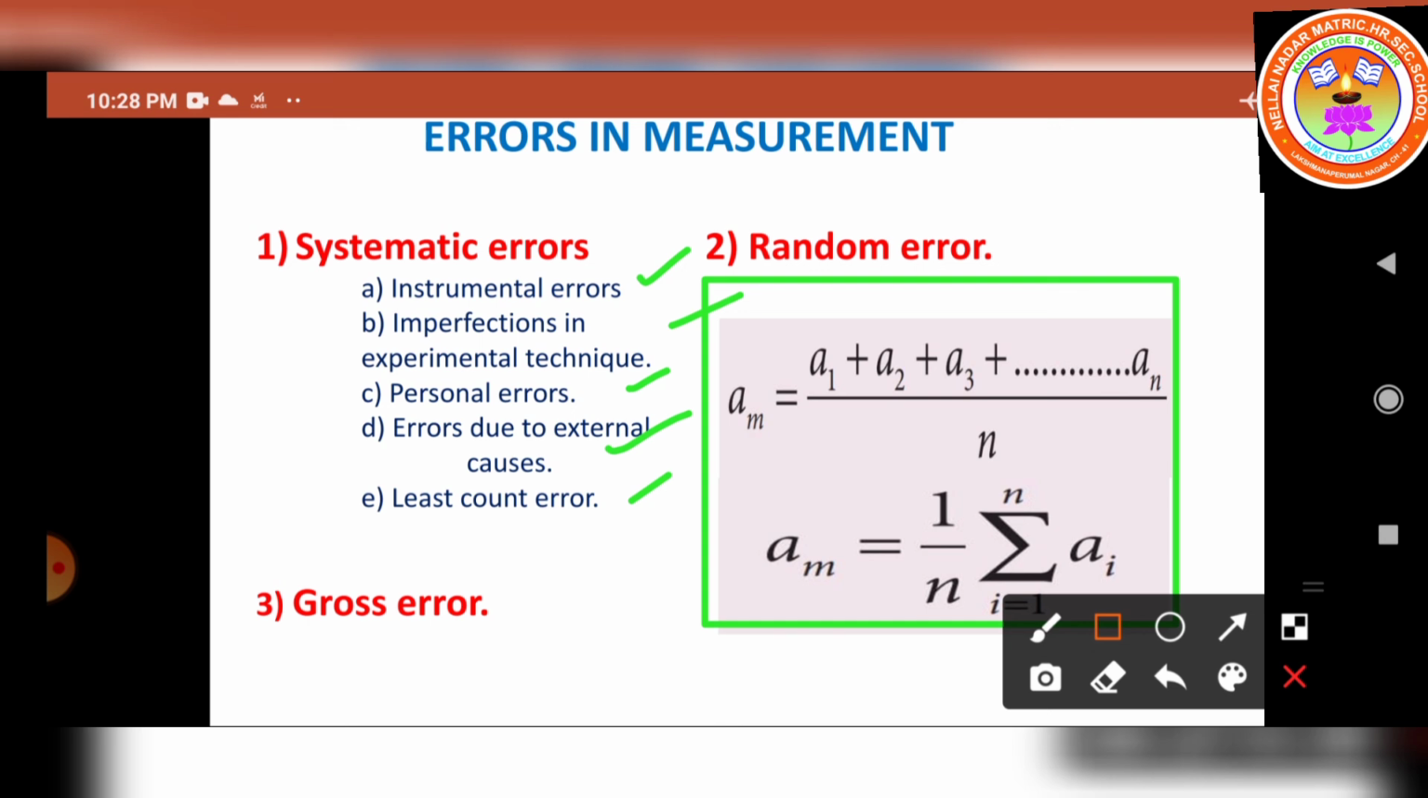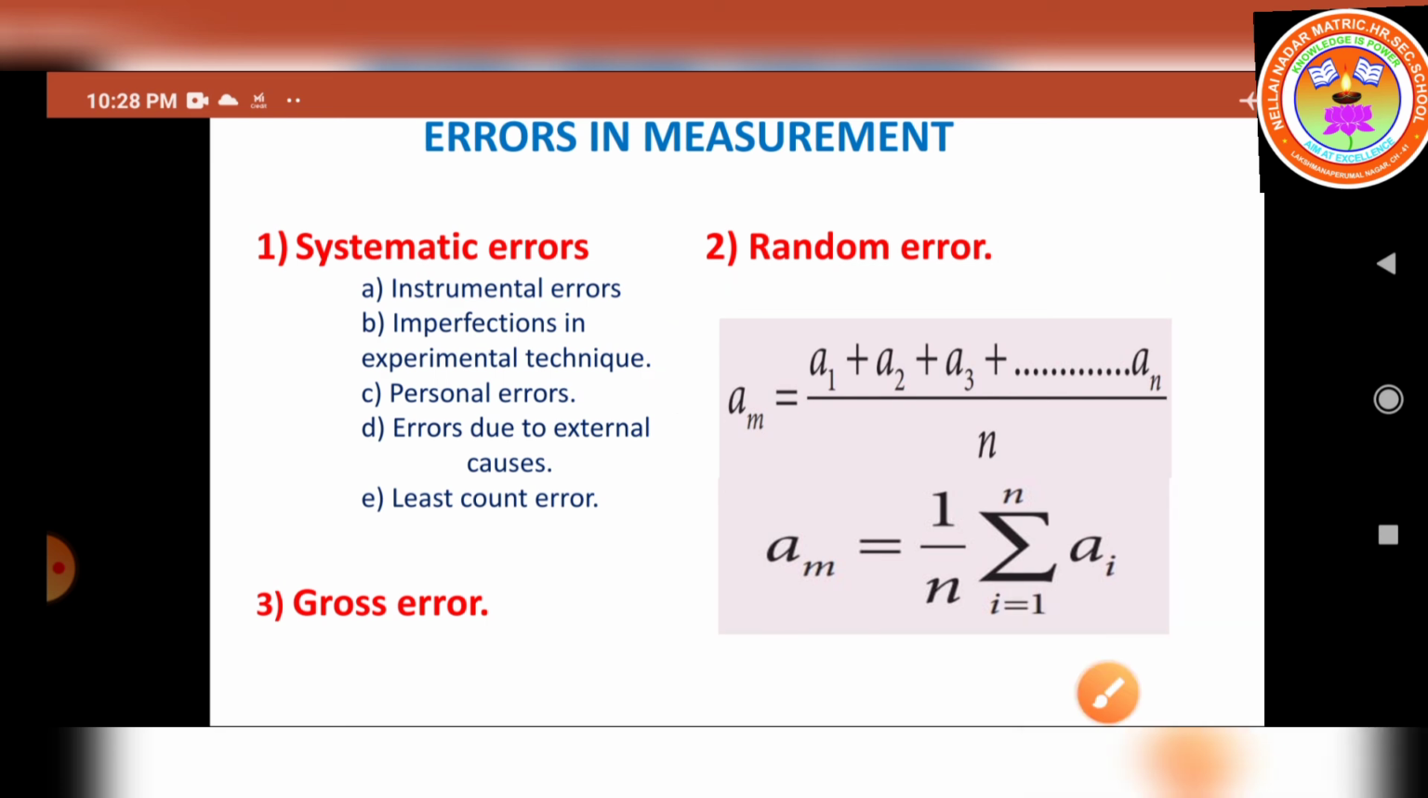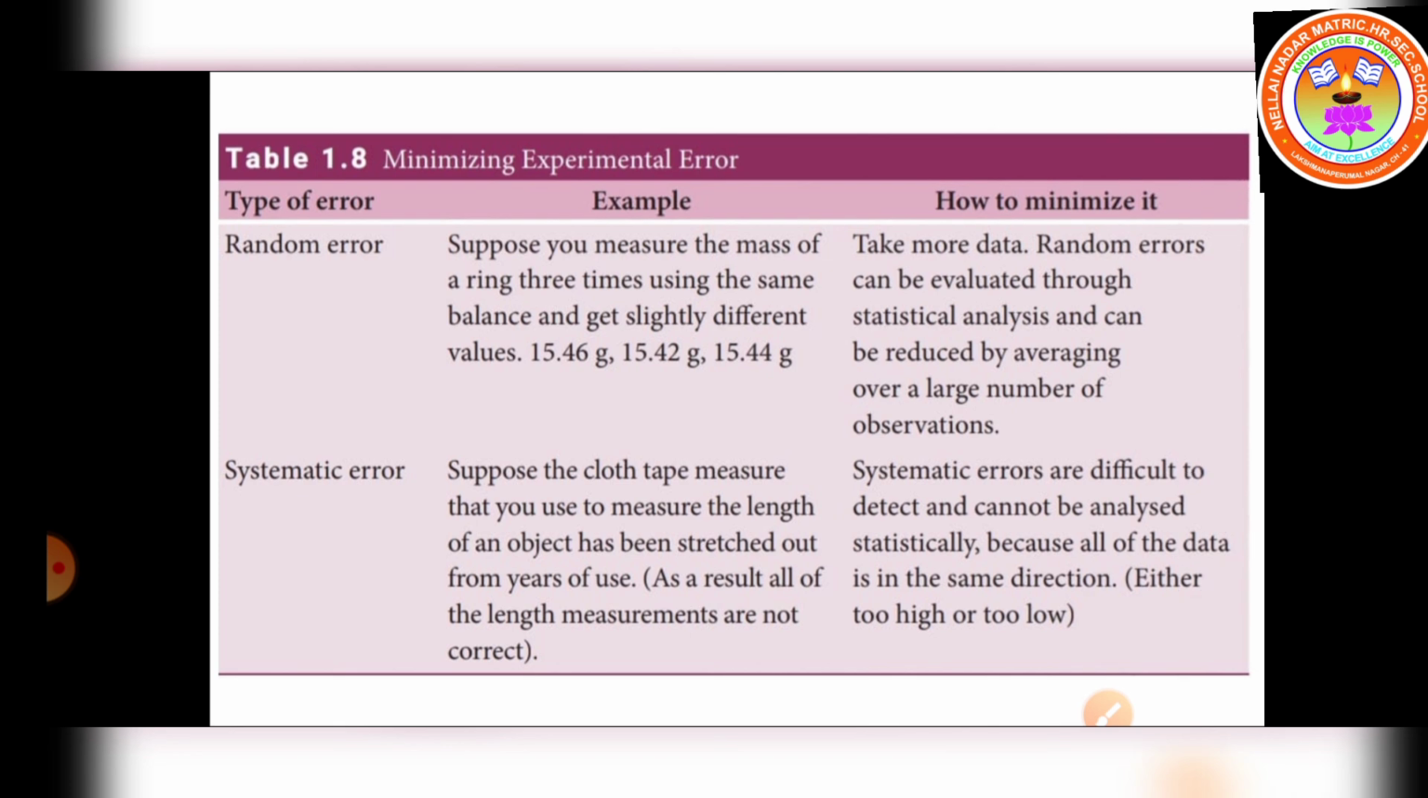I hope you understand what are the types of errors in measurements. These errors can be minimized only when an observer is careful and mentally alert. Afterwards only we can avoid this kind of the errors. Okay. Now let us move on to certain procedures to be followed to minimize experimental errors.